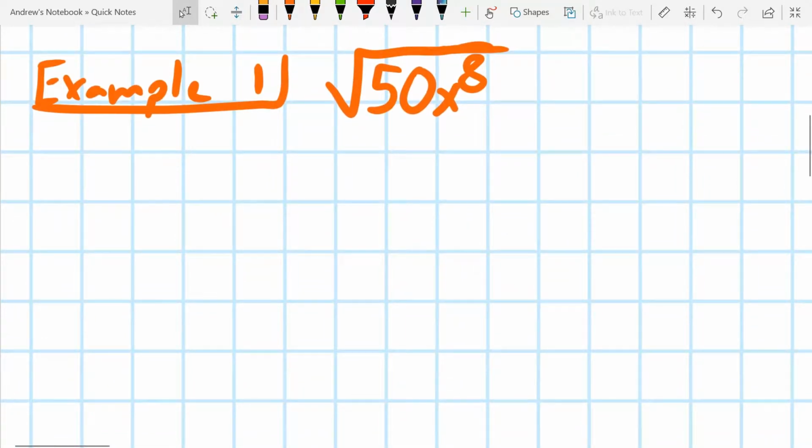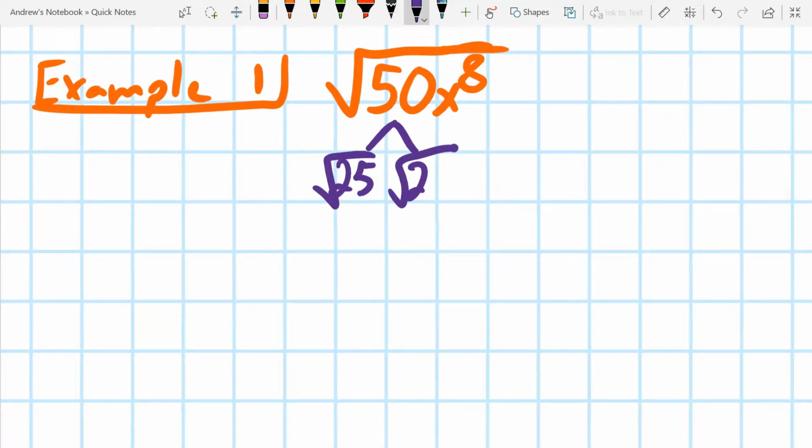Now, if you've simplified radicals and square roots before, you'll know that the square root of 50 does not come out to be a whole number. So we have to split that into pieces that do come out nicely. So the square root of 50 can be factored as 25 and 2. When we square root 25, we get something very nice. We get 5. When we square root 2, we get, well, something very ugly, right?